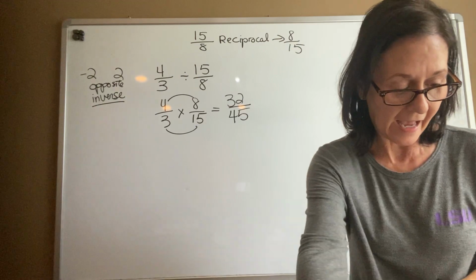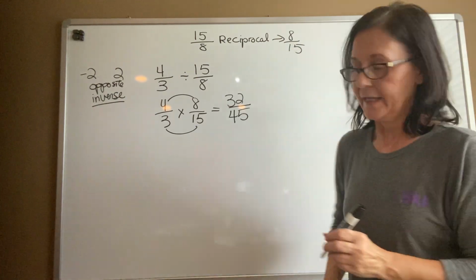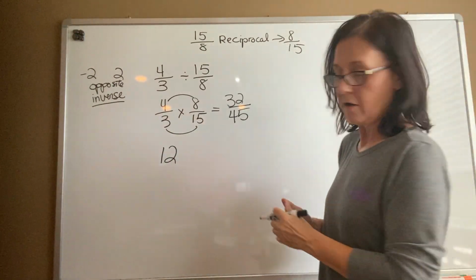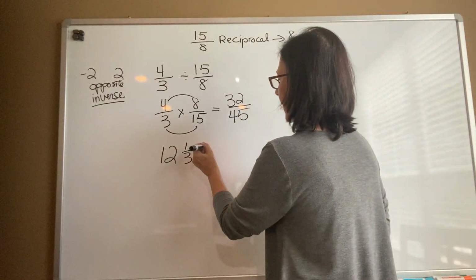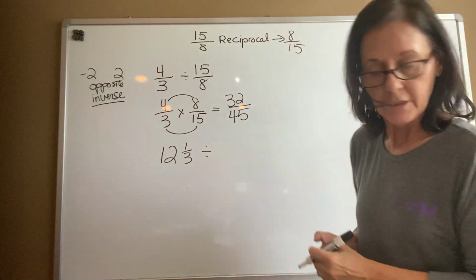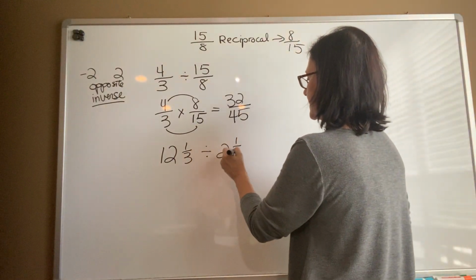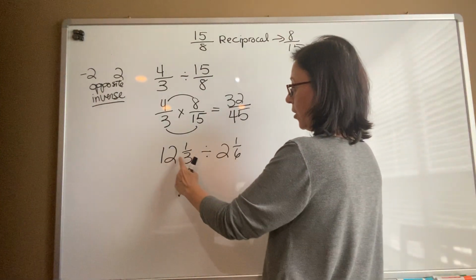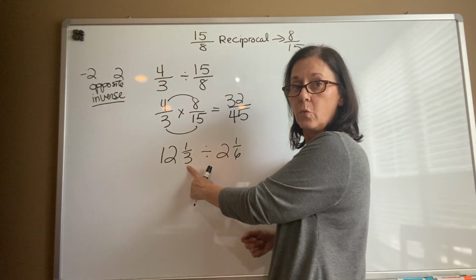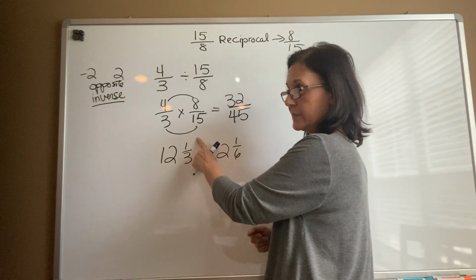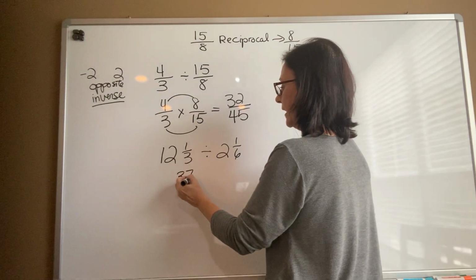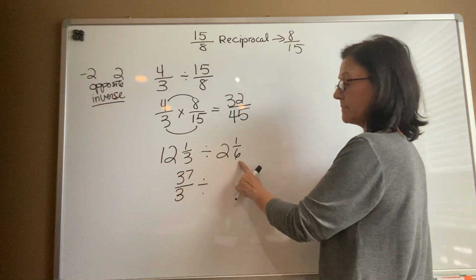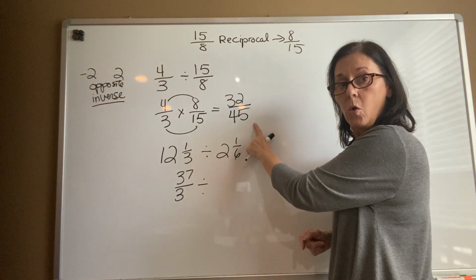The same way if I have mixed numbers, let's say I have 12 and 1/3 divided by 2 and 1/6. First, I make both of those mixed numbers improper fractions. Take the whole number times the denominator. 12 times 3 is 36. Add it to the numerator. 36 plus 1 is 37/3. I do the same here. 2 times 6 is 12. 12 plus 1 is 13/6.